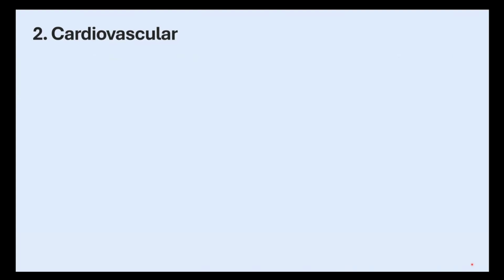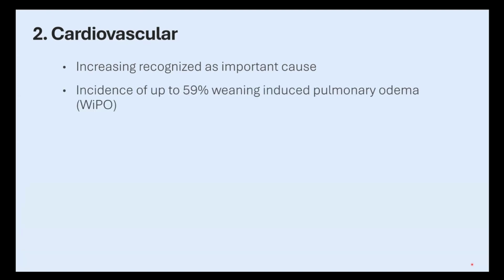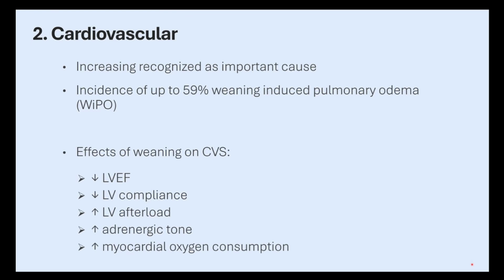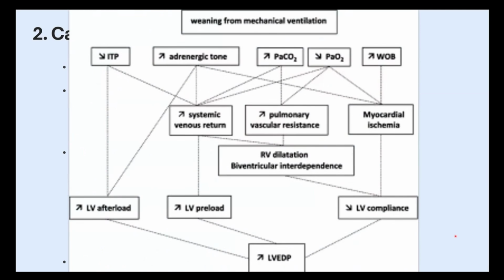So the next reason for failure to wean would be cardiovascular. It's increasingly recognized as an important cause, in which up to 59% of patients can have weaning-induced pulmonary edema, what we called WIPO before. And weaning is a strain on the cardiovascular system because there's increased afterload and left ventricular ejection fraction drops because of the increased afterload. They have increased adrenergic tone as well and increased myocardial oxygen consumption. So there's a complex interplay of multiple factors when you wean a patient that puts a strain on their cardiovascular system. So for those patients that don't have such a good heart condition, it may cause weaning-induced pulmonary edema.